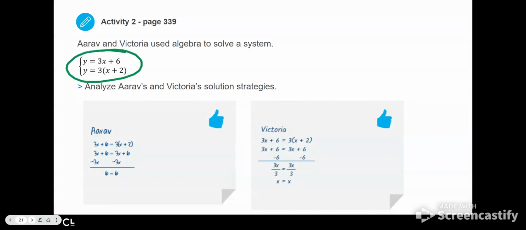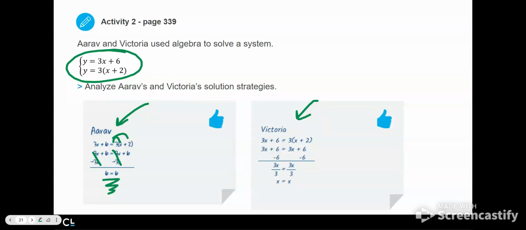Well, I now have these two equations. Let's see. It says both of these people went ahead and solved them. So we have Arav and Victoria. So Arav went ahead and did what we call distributing. So they said, okay, well, I've got 3 plus 6, and then I end up with the other side, 3 plus 6. And they subtracted 3 from both sides. Now remember, that cancels. Does 6 equal 6? Well, it sure does. So that's a true statement.